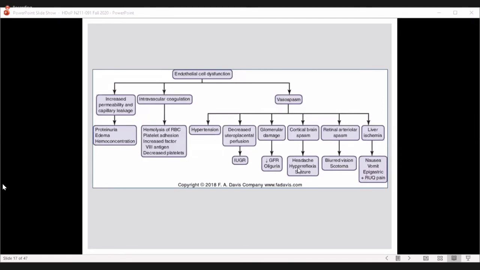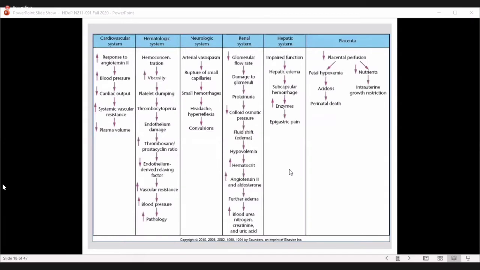The hemoconcentration and vasoconstriction will contribute to headaches. And I'm going to come back to this central nervous system stuff. We need to talk about that. That's really important. And I already mentioned about the liver. So a different slide with more detail, but basically saying the same kinds of things: how each system is impacted by preeclampsia.